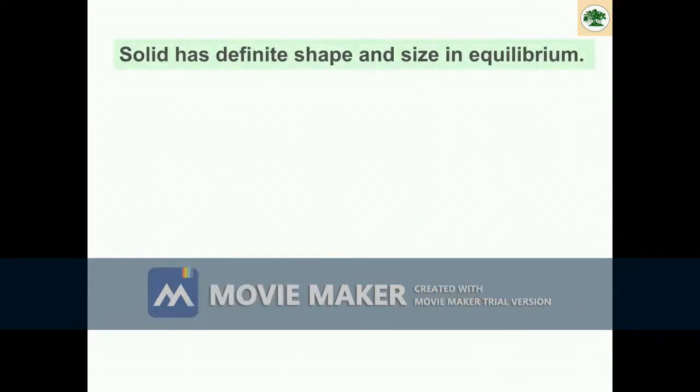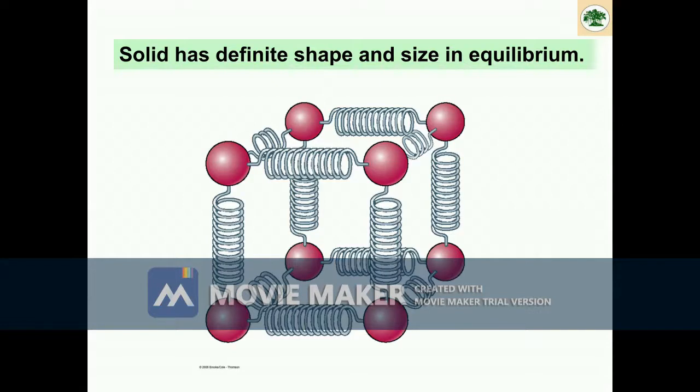In this revision chapter, we are going to study some properties of the solids. Now solids have a definite shape and size when they are in equilibrium. In equilibrium, the solid will be in a definite shape and size, and these are the atoms of the solids, therefore their positions are fixed with respect to each other, and therefore the solid has a definite shape and size when they are in equilibrium.